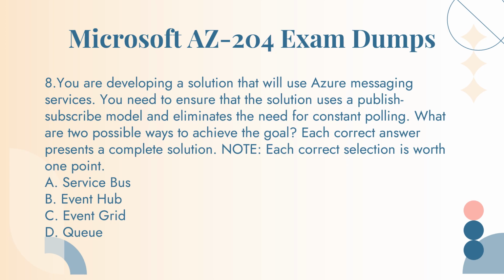8. You are developing a solution that will use Azure messaging services. You need to ensure that the solution uses a publish-subscribe model and eliminates the need for constant polling. What are two possible ways to achieve the goal? Each correct answer presents a complete solution. Note: each correct selection is worth 1 point. A. Service Bus. B. Event Hub. C. Event Grid. D. Queue.